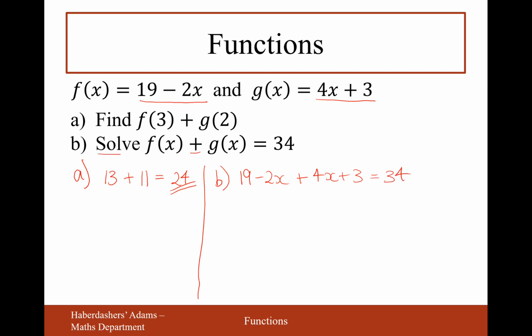And now we need to do this keyword of solve, which means work out what x is. So let's simplify the left-hand side first. Minus 2x add 4x, that'll make it 2x. So 19 add 3, that'll make it 22. Equals 34. Take away 22 from both sides, and you'll get 12. And then divide by 2, and you'll get 6. So when 6 is the input, and you put 6 into the f function and the g function, and add it together, you will get 34 as your answer.